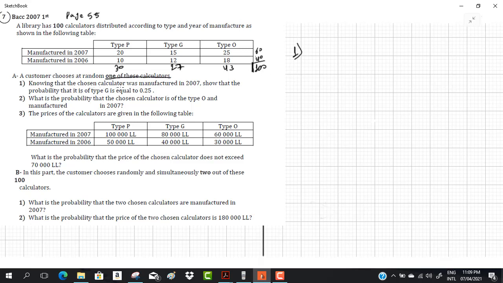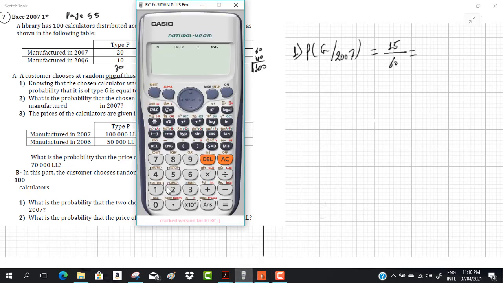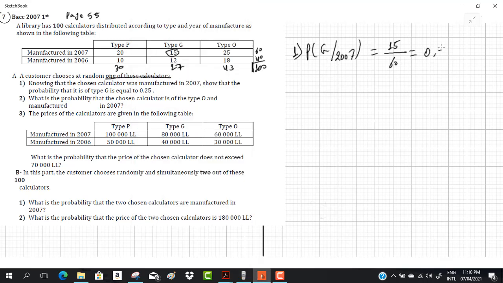Knowing that the chosen calculator was manufactured in 2007, show that the probability that it's of the type G. G knowing 2007 يعني أنا بدي أحصر حالي بال 2007 بس بطل موجود من التابل بالنسبة لإلي إلا 2007. الجي هني 15 out of the total of 2007 هو 60. 15 over 60 بيجي على الكالكوليتر بعمل 15 divided by 60 بيطلع الانسر 1 over 4 أو 0.25.